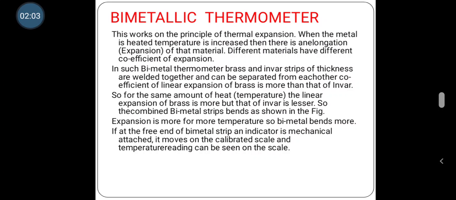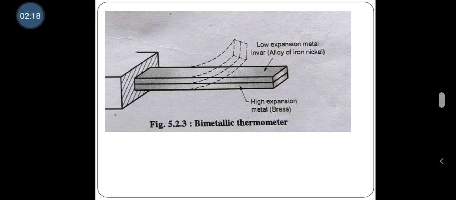So, for some amount of heat or temperature, the linear expansion of the brass is more, but that of the invar is lesser. So the combined bimetal strip bends as shown in the figure. Expansion is more for a higher temperature, so the bimetal bends more.